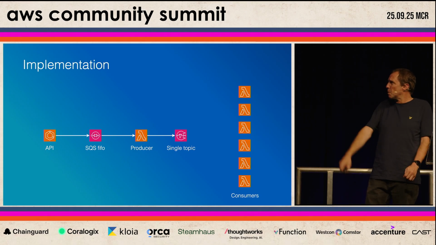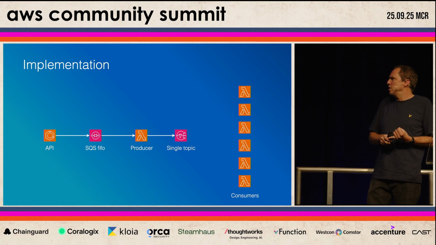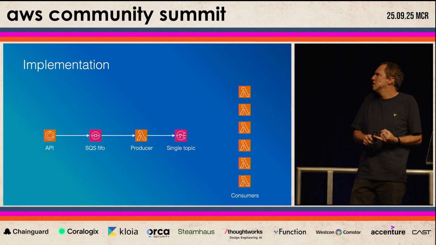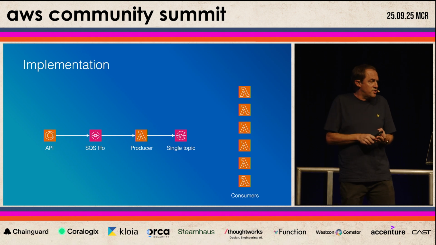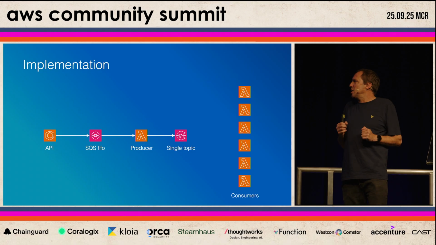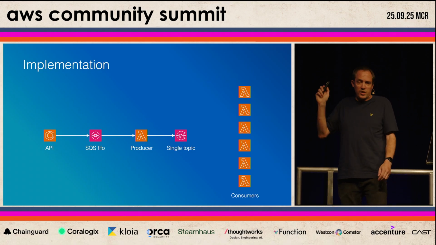So that producer Lambda gets knowledge of the schemas. It gets knowledge of the versioning. It gets knowledge of where to get all the data from. And that sits in that producer. It's triggered by the SQS, and then it produces various different versions of those events onto that topic.